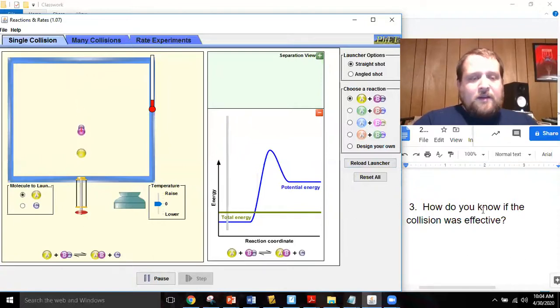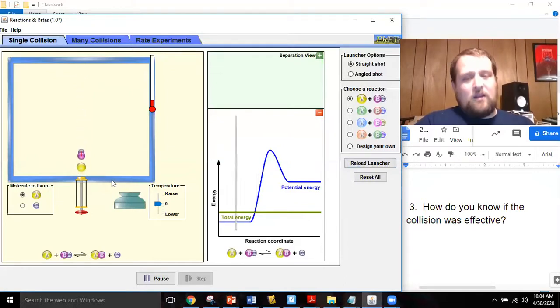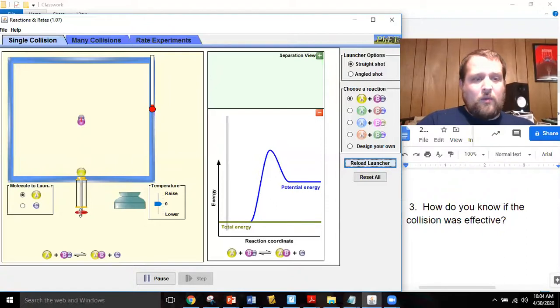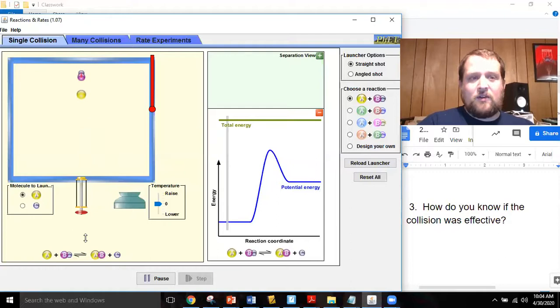So this word effective, when we talk about an effective collision, these particles collide with each other. If it's effective, we should see a change happening. This change that's down here at the bottom of the screen. This is the reaction that'll happen if we have an effective collision. So at least when it's going slow, are you seeing an effective collision? What about when it's going fast? Do we see effective collisions now? Are you seeing changes?